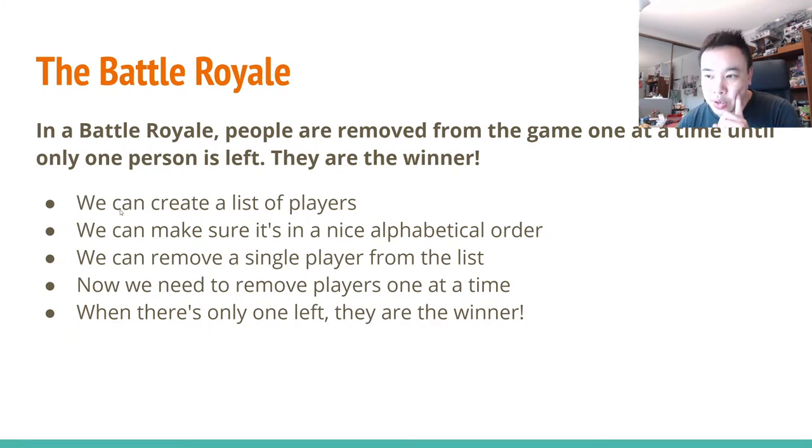So, let's think about what we can do so far. We can create a list of players. We can make sure it's in alphabetical order. We could do other orderings as well if we wrote other functions. Shouldn't be too hard. And we can remove a single player from the list. Now, what we're going to do is remove players one at a time, and when there's only one player left, they will be crowned the winner of this round of the game.